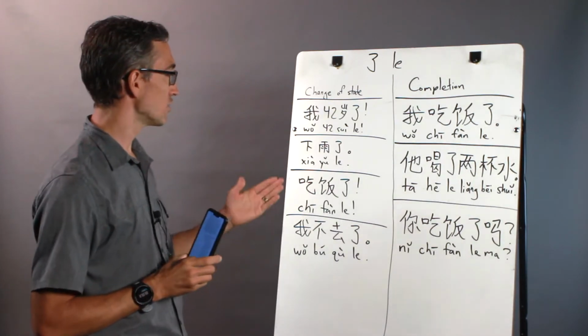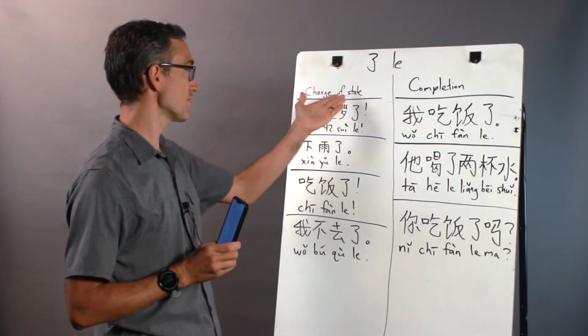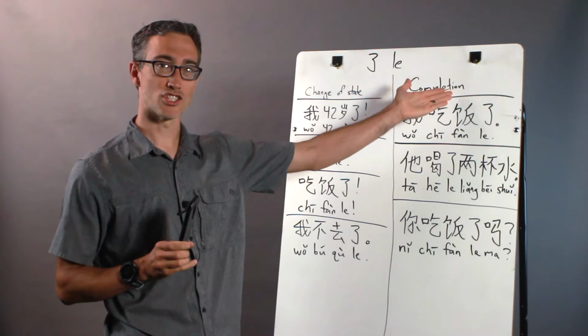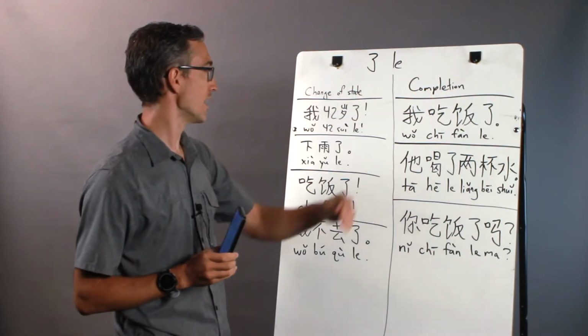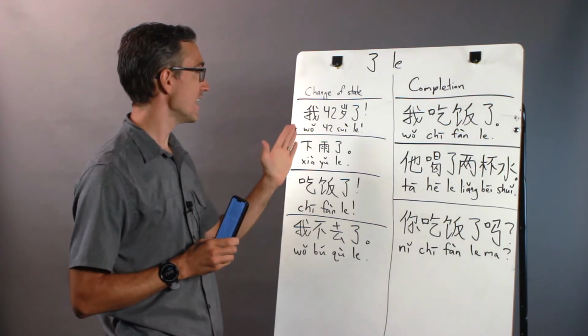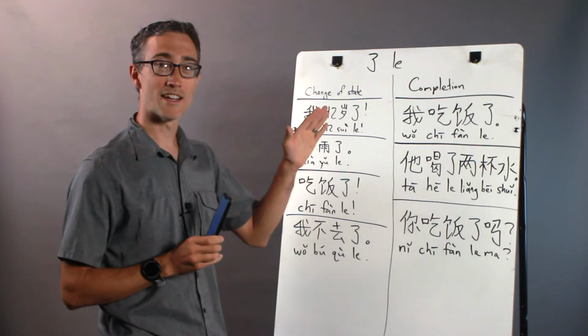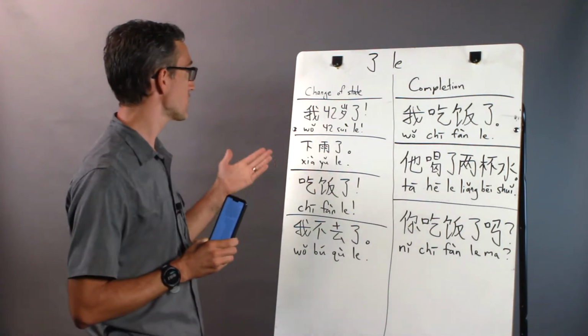And so I'm going to talk about two uses of la in this video. They are change of state and completion of an action. So let's first talk about change of state. La is put at the end of a sentence to indicate that something has changed. So let me give you some examples.